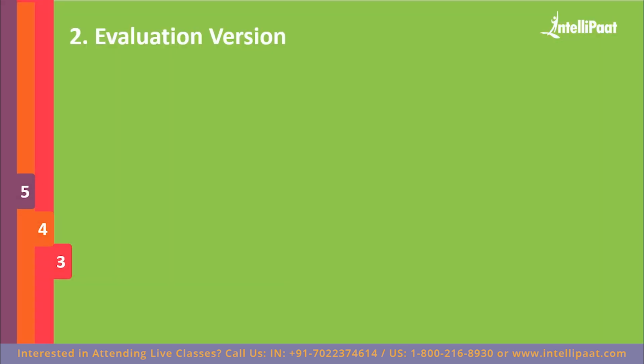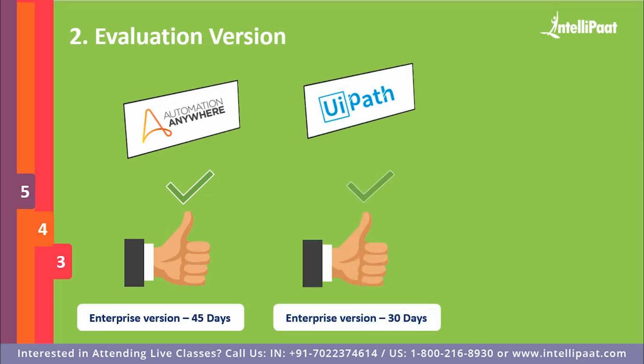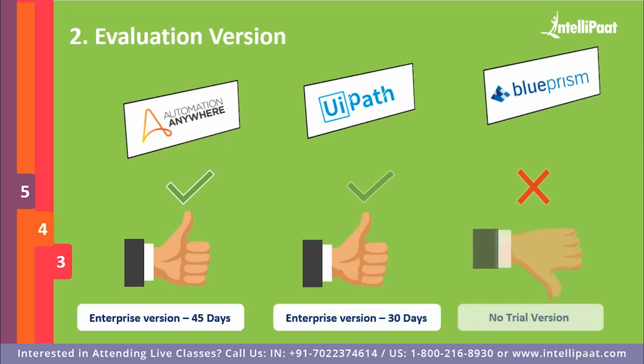Now let's talk about the evaluation version. So basically, evaluation version is kind of like a trial version of the enterprise edition, where you can see the different features that the enterprise edition has. So Automation Anywhere does give you a 45-day trial of their enterprise edition, whereas UiPath gives you a 30-day trial. But as we mentioned before, Blue Prism, you have to pay from the get-go. There is no trial version whatsoever.